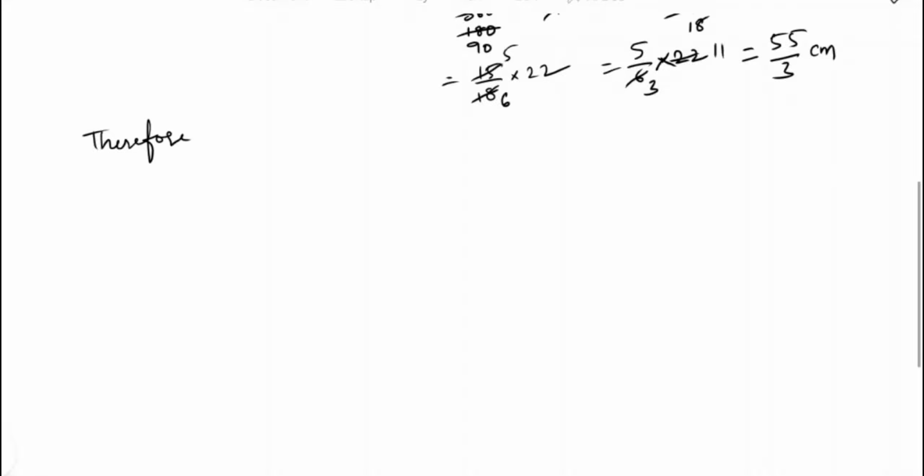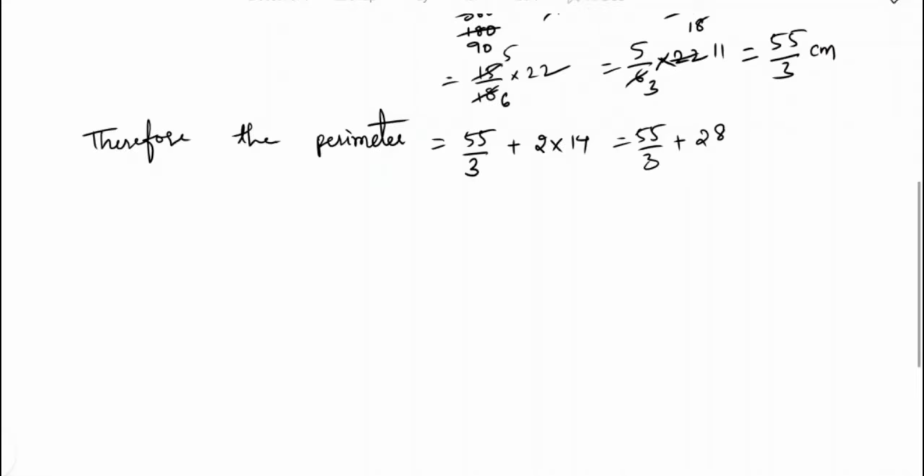Therefore, the perimeter is equal to 55 by 3 plus 2 into r, that is 14. So 55 by 3 plus 2 into 14 is 28. Okay, so if we take out the LCM of 3 and 1, we will get 3. This is 55 plus 3 into 28.